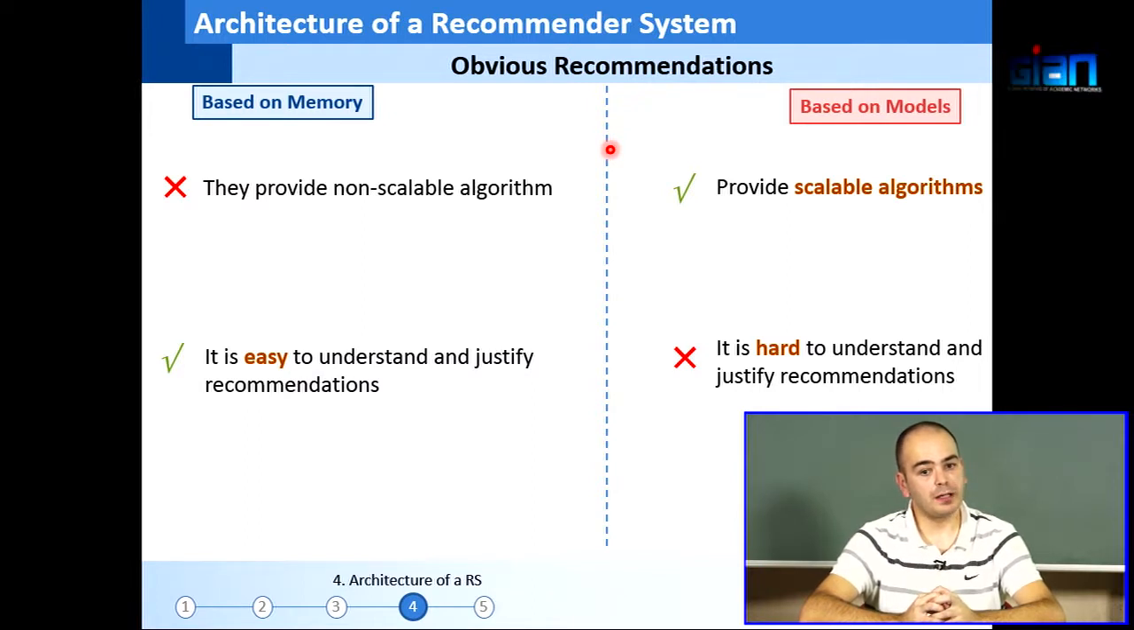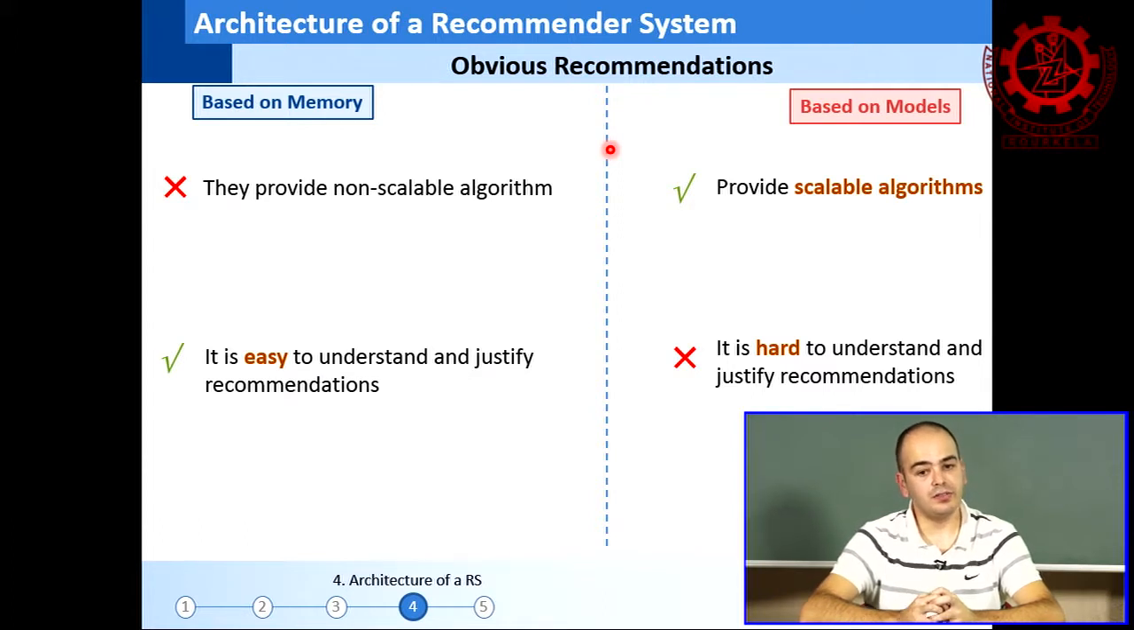However, recommender systems based on memory have important advantages. Indeed, they are very simple to implement. And the recommendations they provide are very easy to understand and very easy for the system to explain. However, when we deal with a recommender system based on models, it is very hard to understand and justify recommendations.